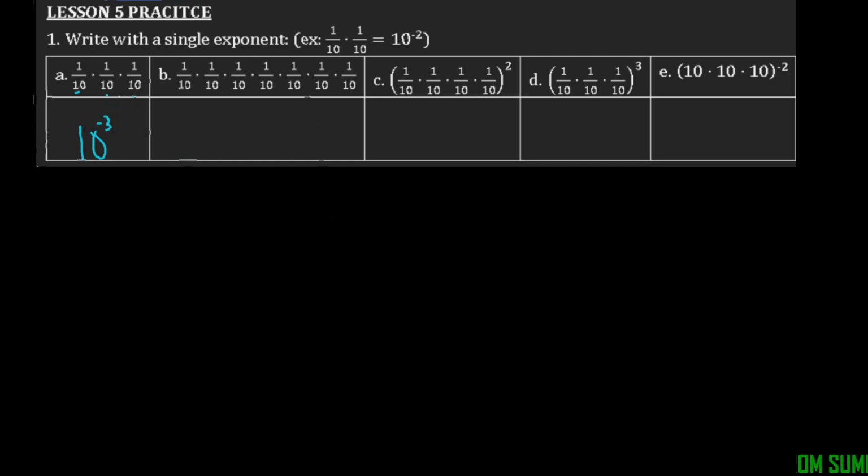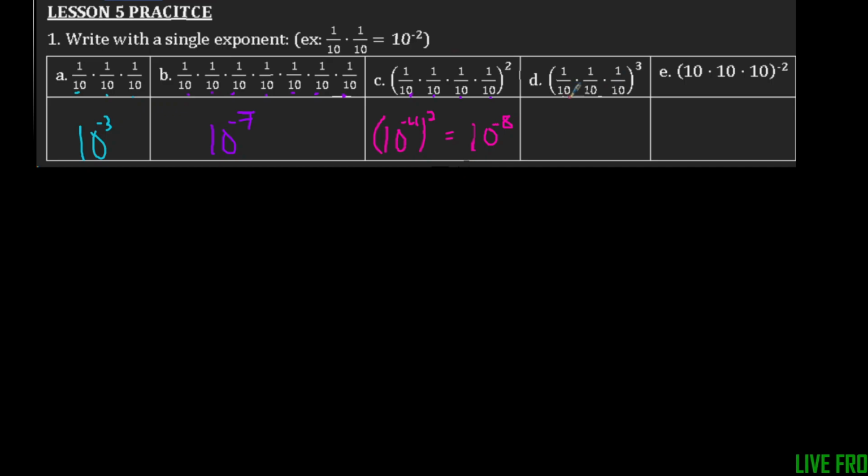Same kind of setup if I have the next one. I have 1, 2, 3, 4, 5, 6, 7. So that's going to be 10 to the negative 7 power because those 10s are in the denominator. Then for part C, I have 1, 2, 3, 4 10s in the denominator. So if I wanted to write it like this, I would say that's like I have 10 to the negative 4 power squared, and I would multiply those two together, so that would be 10 to the negative 8 power.